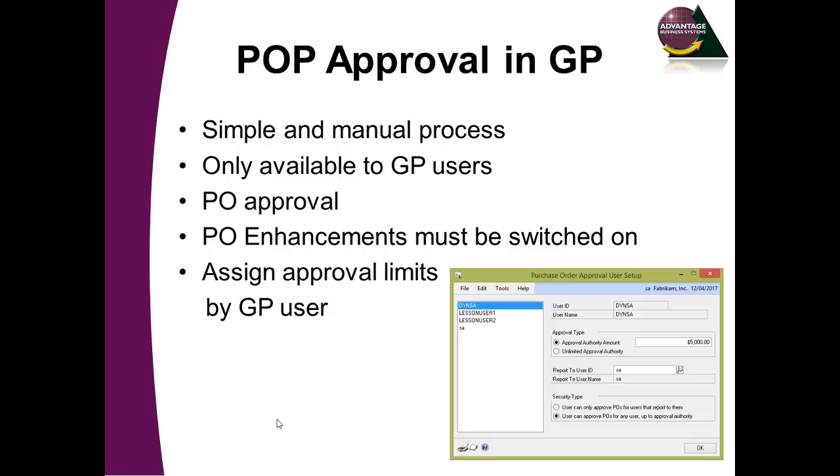Okay, POP approval within GP. So again, it's in GP, so only available to GP users. It is a very simple process, but it allows you to approve purchase orders that have been put onto GP. So in this window here, you can see that for each GP user, they can have an authority limit, and they would then be required to approve a purchase order before it can be sent to the supplier. So purchase orders put onto GP can be routed to the relevant GP user based upon their authority limits, and once it's been approved, then it can be sent to the supplier.